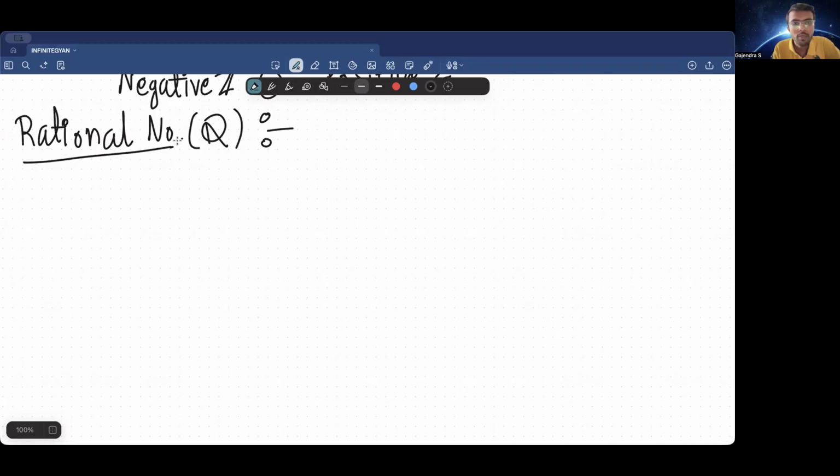So what are rational numbers? Yes, exactly. Rational numbers are the numbers which can be represented in the form of p by q, and there is an important condition: q should not be equal to 0, right? And what are p and q? P and q are integers over here. So that's how we define rational numbers. Something which can be written in the form of p by q, with q not equal to 0, will be known as a rational number, right?